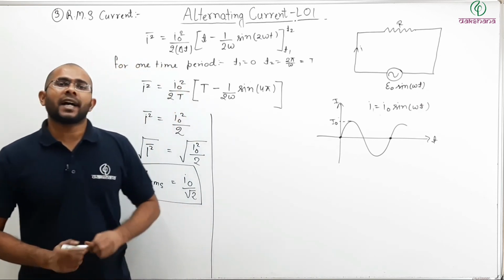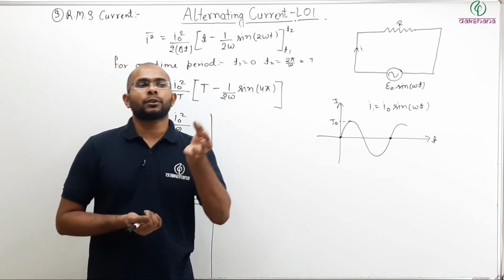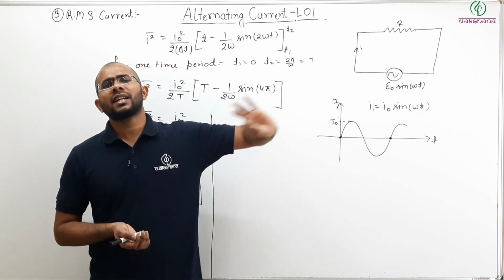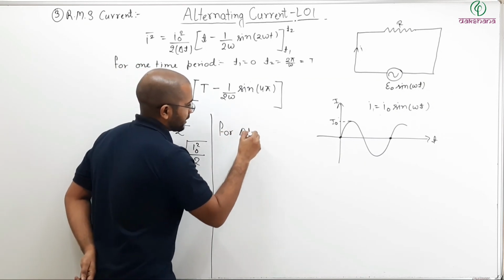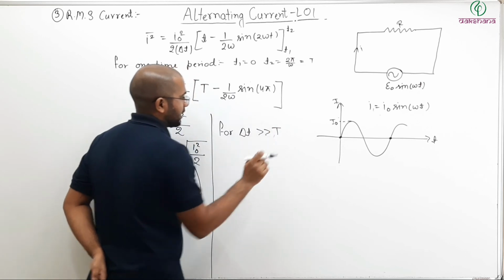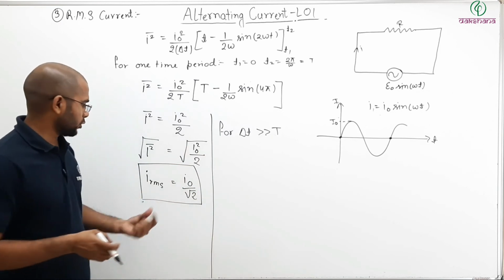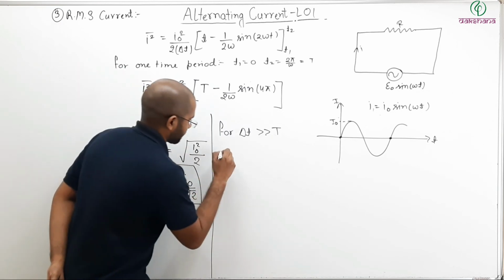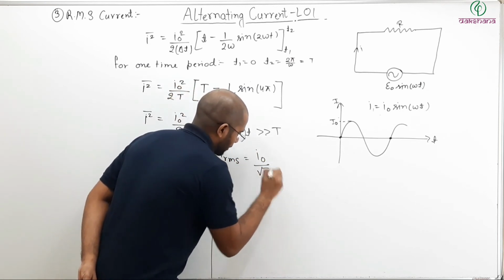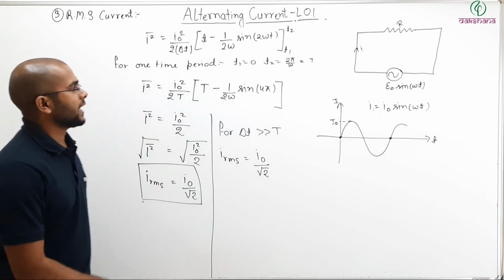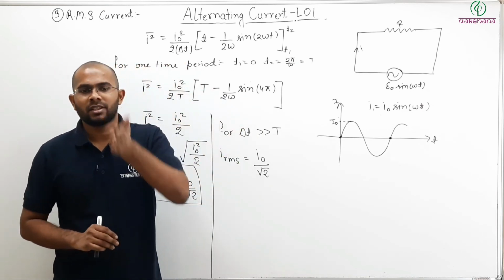Now as in the case of I average, for one time period we calculated it to be 0. And for a very large time interval also it was 0. So here for delta t, time interval very much greater than capital T, then also your IRMS will be I naught by root 2. IRMS equals I naught by root 2. Then also it is true. So here I have calculated IRMS: first square, then average, then root.